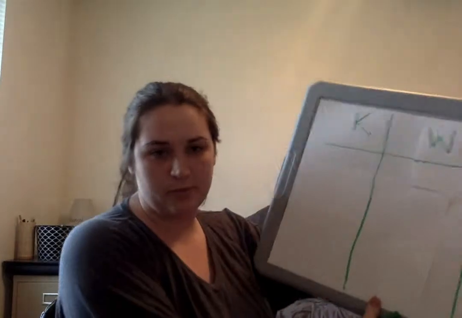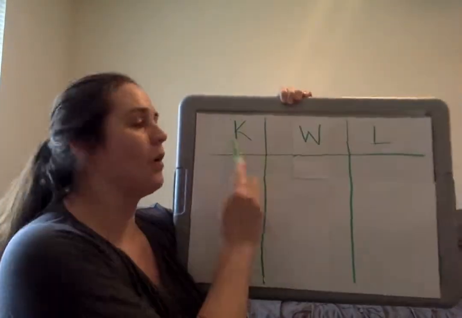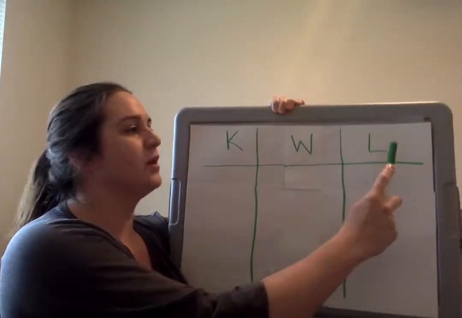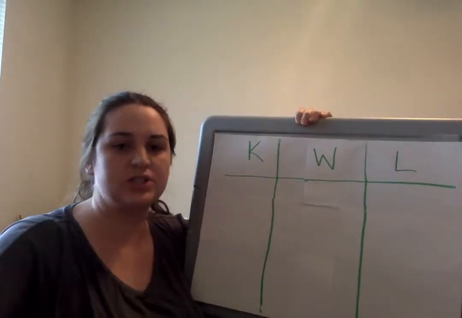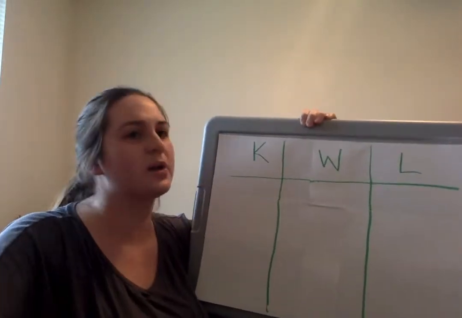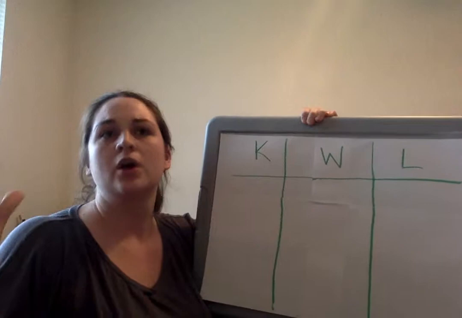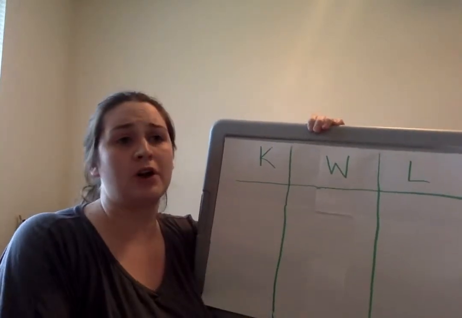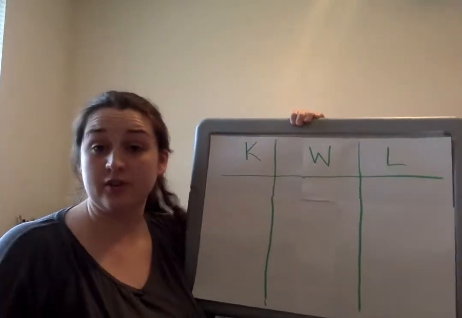All right. First thing we're going to do before we talk about their life cycle is I want to do a KWL chart. Remember what KWL charts are? What we know, what we want to know, and what we learned. So first, let's talk about what we know. So we're not just talking about frogs. I want you guys to think about what you know about frogs' lives and their life cycle.